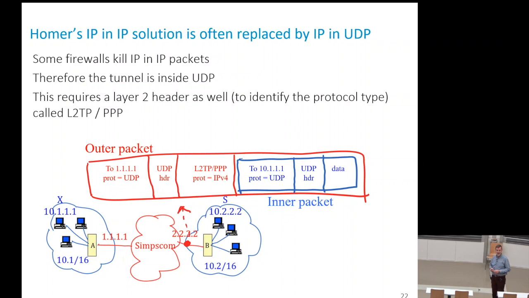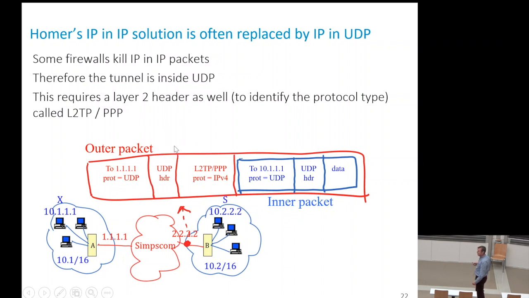Very often things are a bit more complicated for two reasons. One is a bad reason because of the middle boxes that typically kill everything that is not UDP or TCP. So they kill very often IP and IP packets, which is stupid because the fix is very simple. You simply put UDP, and inside UDP you put the IP packet, which you can do very easily.